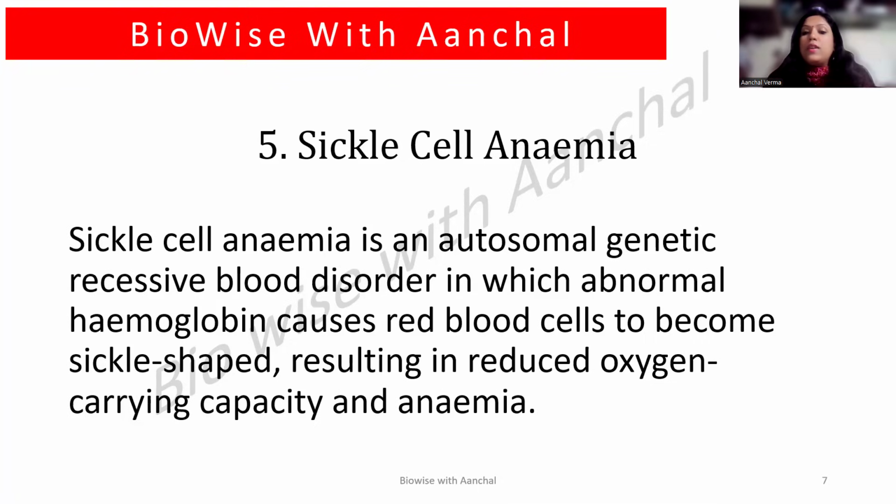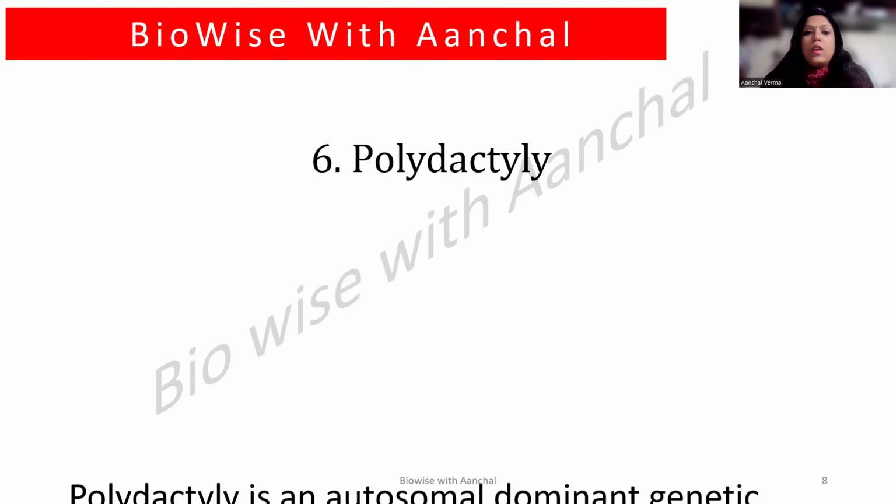Sickle cell anemia is an autosomal genetic disorder in which abnormal hemoglobin causes red blood cells to become sickle shaped, resulting in reduced oxygen carrying capacity and anemia. Now, in this case, there is a point mutation that happens. Okay. So, tell me what is autosomal in the comment section.